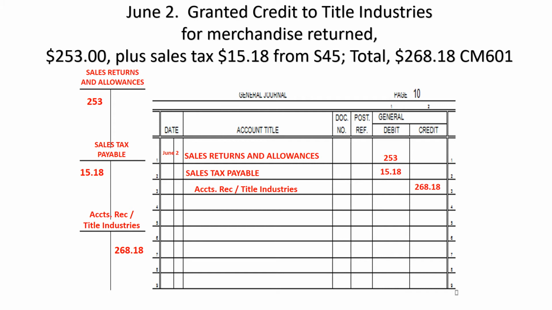So a couple things that you want to make sure that you do. You want to make sure that you put that slash and that post reference. That reminds us that we need to post this $268.18 into two separate accounts. Those two separate accounts are the accounts receivable controlling ledger and the Title Industries accounts receivable subsidiary ledger. Then don't forget to also put our credit memorandum 601. So that's how you journalize that transaction.